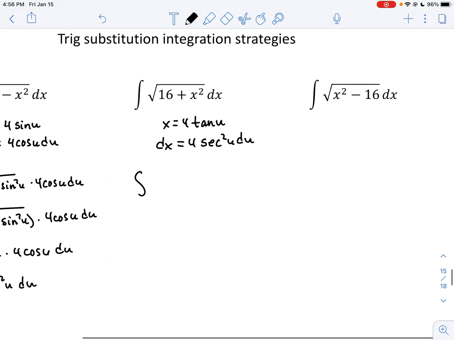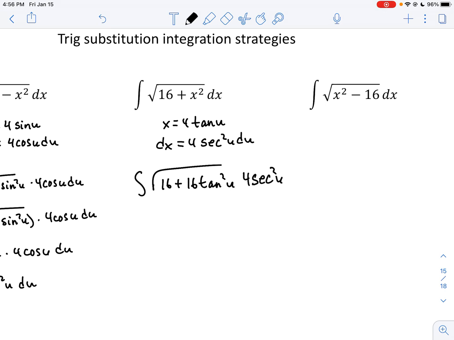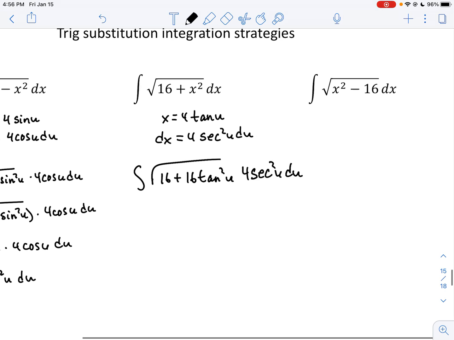When you plug everything in, you wind up getting an integral of the square root of 16 plus 16 tangent squared. Square root that. And then we have the dx, which is 4 secant squared of u. Factor out the 16, you're left with a 1 plus tangent squared, which is the same thing as secant squared, and then you can square root the 16 and the secant squared, and you wind up getting an integral of 4 secant u times 4 secant squared u.